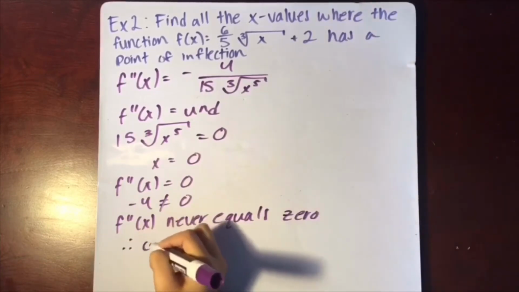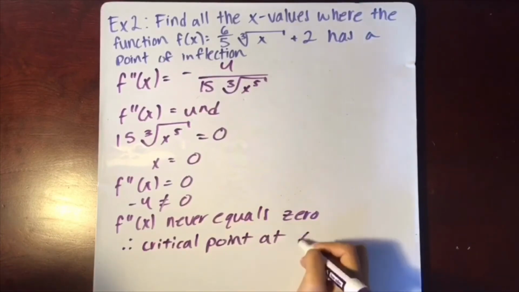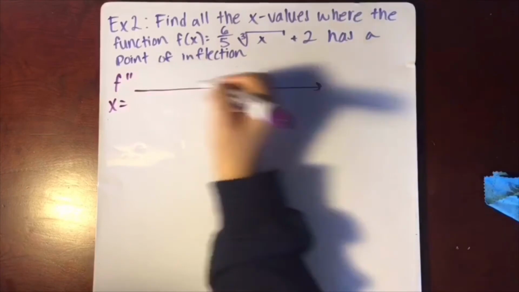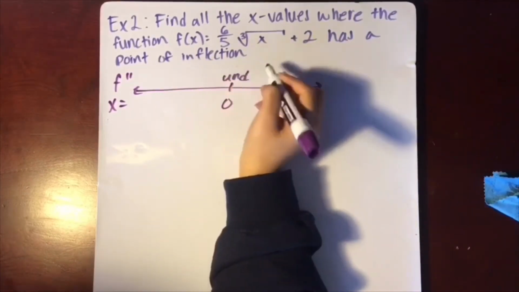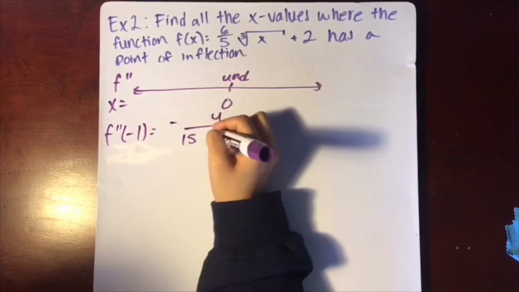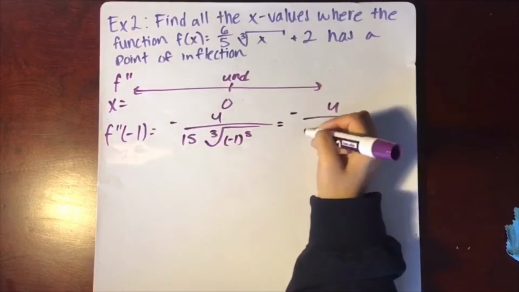To do so, set the numerator equal to 0. Since negative 4 never equals 0, f double prime of x is never equal to 0. Next, make a number line to show when f double prime is positive, negative, and changes signs. To find where f double prime is positive and negative, evaluate f double prime of x at a number greater than and less than 0.